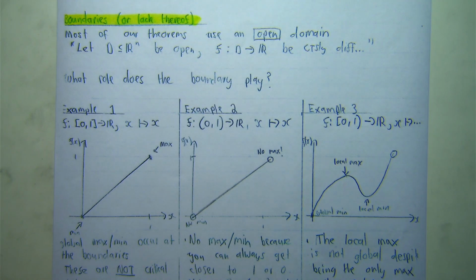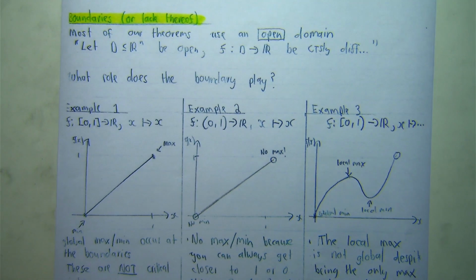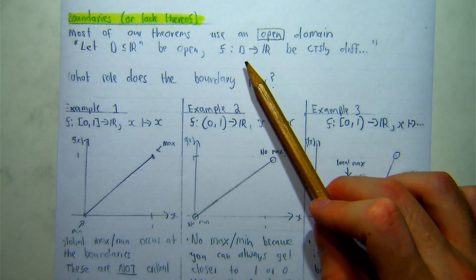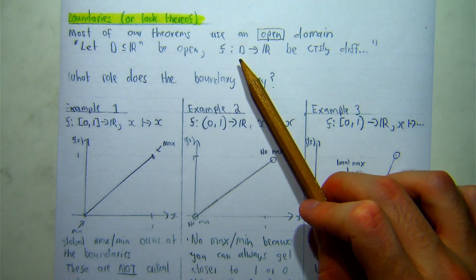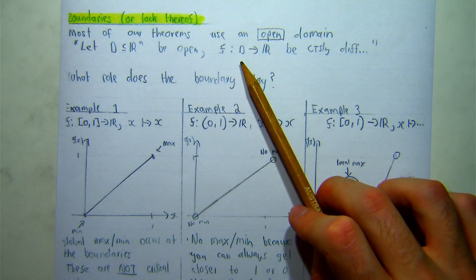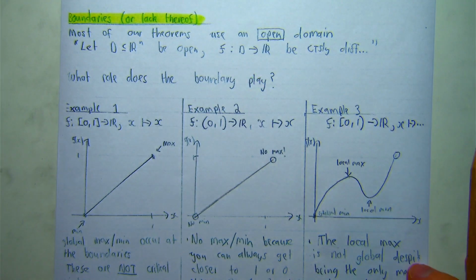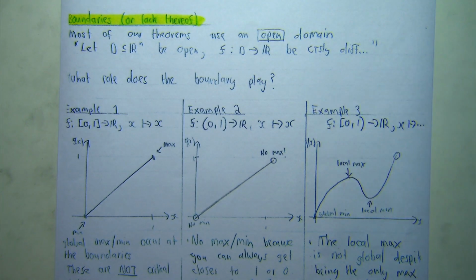But in the real world, sometimes we do optimization problems and our domain is not open. It contains boundary points. And if that is the case, we need to consider them in our analysis. So question, what role does the boundary play? And to answer that question, let's look at the examples below.